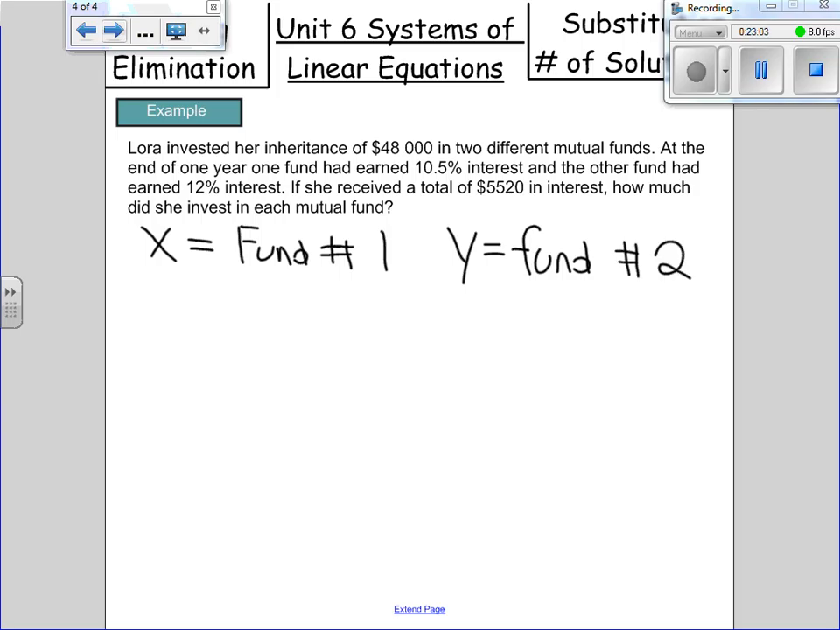We know that she earned at the end of 1 year 10.5% on one of the funds, and she earned 12% on the other fund. How would you represent that? I'll give it a shot.